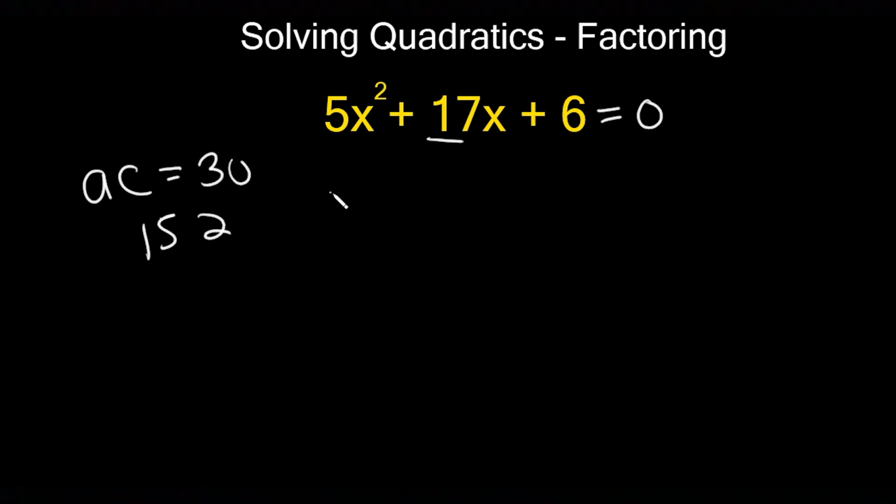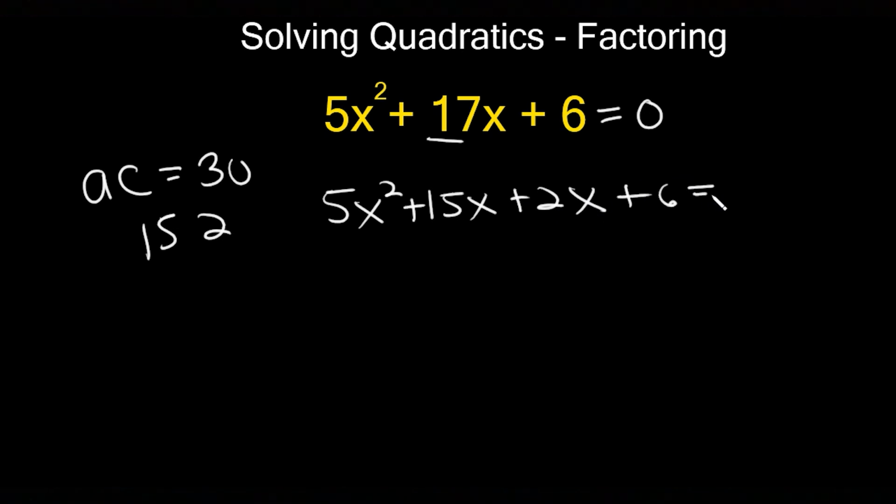So I'm going to say 5x squared. And then again, it doesn't matter what value you grab here. You can grab the 15. You can grab the 2. It won't matter the order. You'll get the same answer in the end. But I'll go ahead and grab the 15. So I'm going to write plus 15 and then put the variable, so x, and then grab the other number, plus 2, and then x. And then finally, I write plus 6, and then all equal to 0.